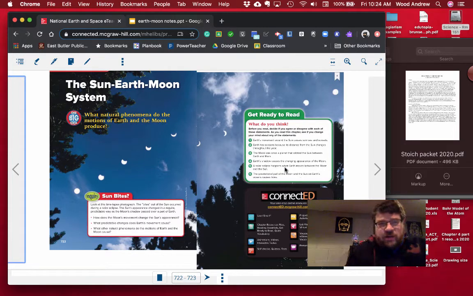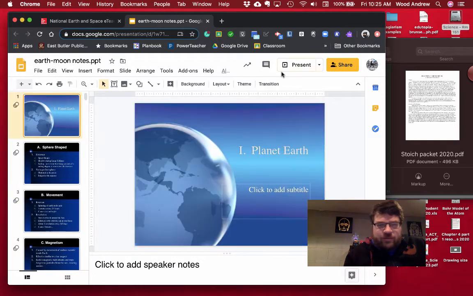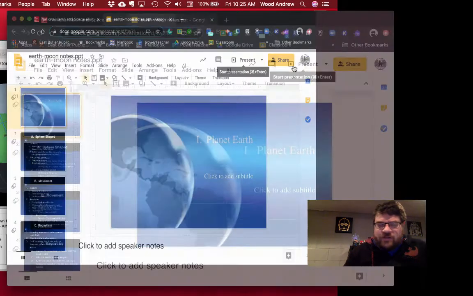So we're here on the Earth Sun system, or the Earth Sun Moon system, and this really gets into Earth's place in space. I'll be sharing the notes with you so you can take a look at that. But the important thing to remember right now is we're looking at Earth as a planet, not Earth as a collection of continents or rocks or whatever. We're looking at Earth's place in space. So let's go ahead and get started.